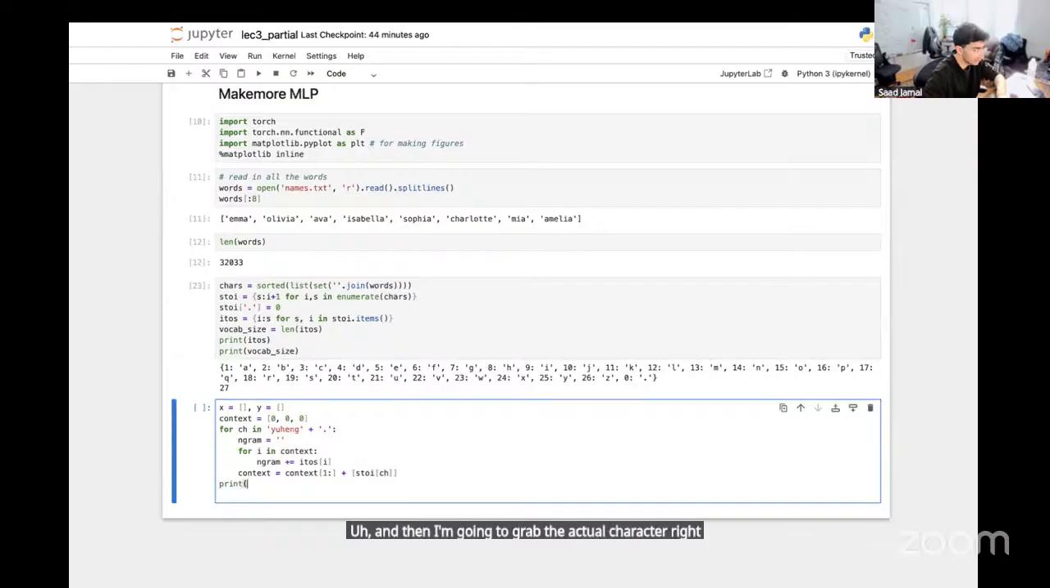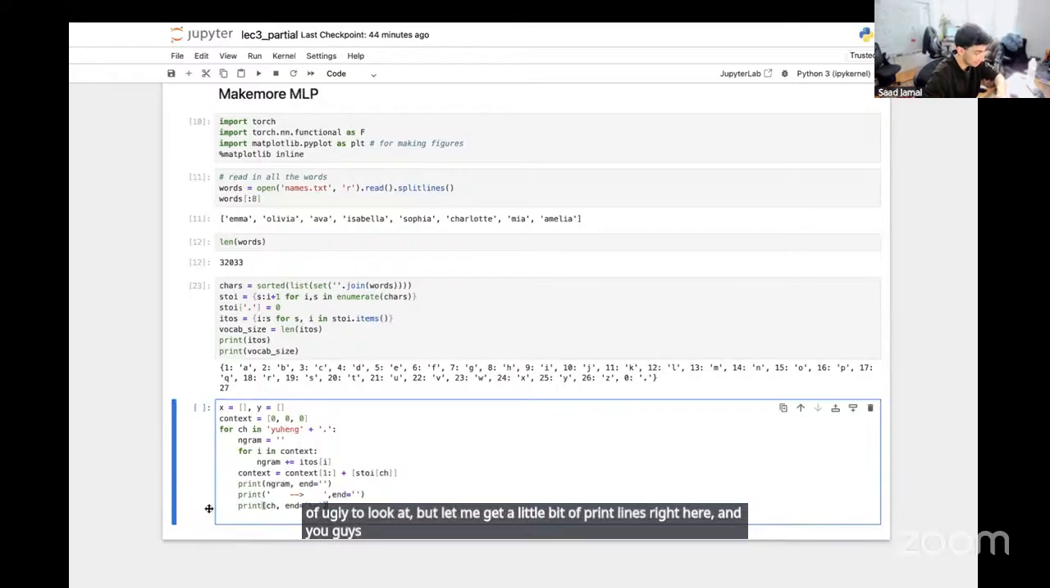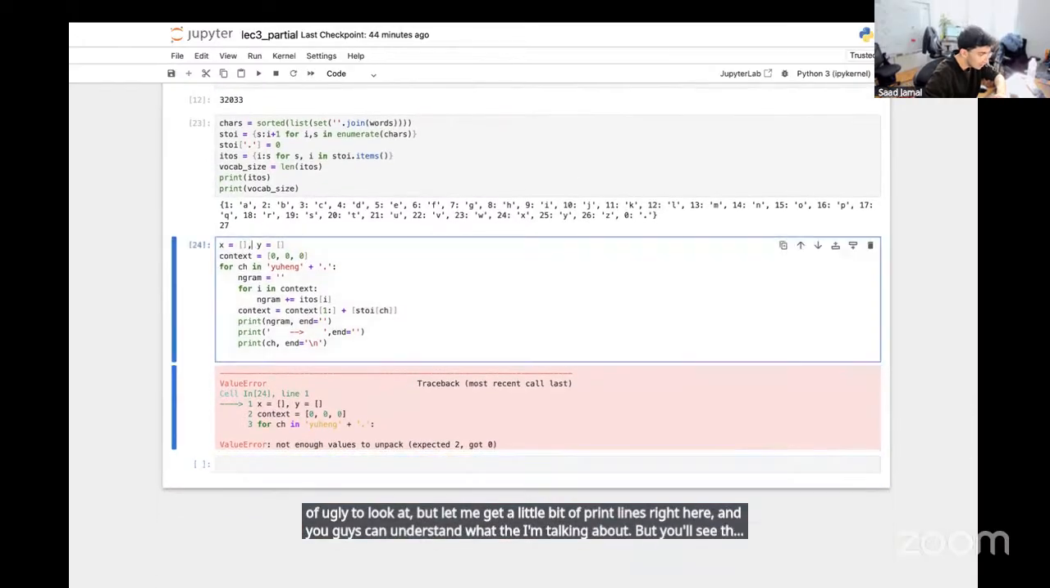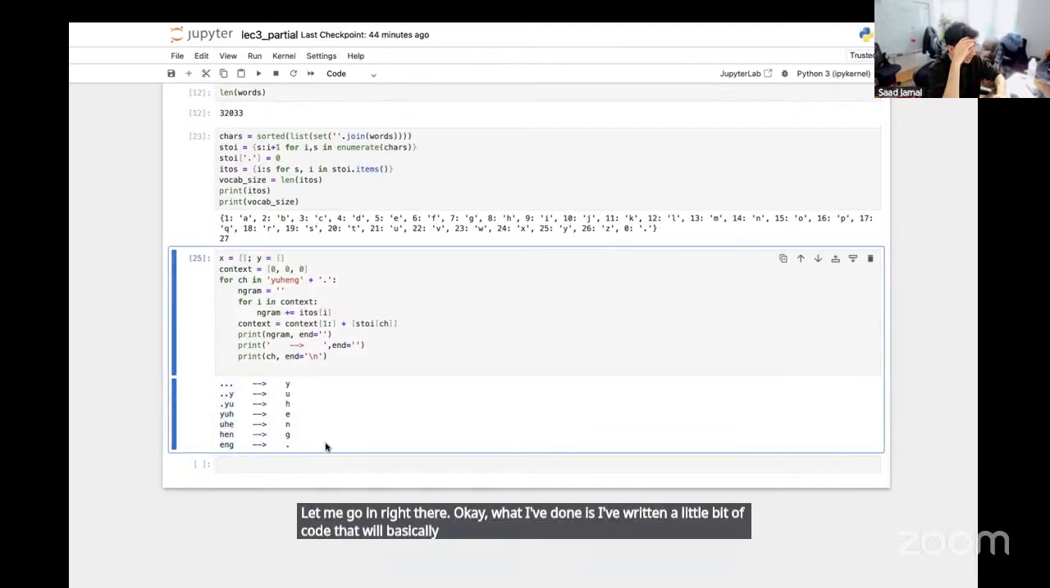This is kind of ugly to look at, but let me add a few print lines right here so you guys can understand what I'm talking about. You'll see this code. What I've done is I've written a little bit of code that will make this rolling window of characters, right? Previously we would have just done Y leads to U and U leads to H and H leads to E, one character at a time.